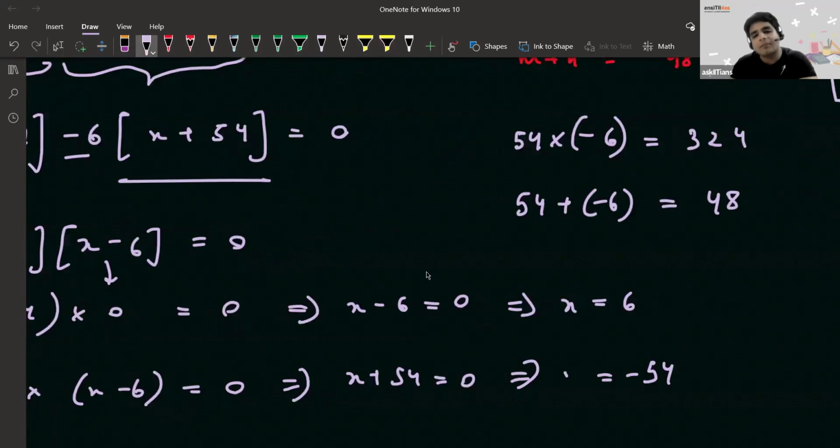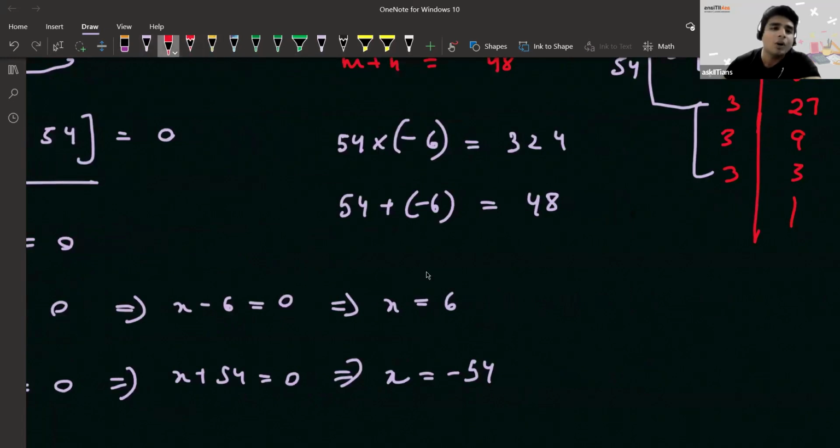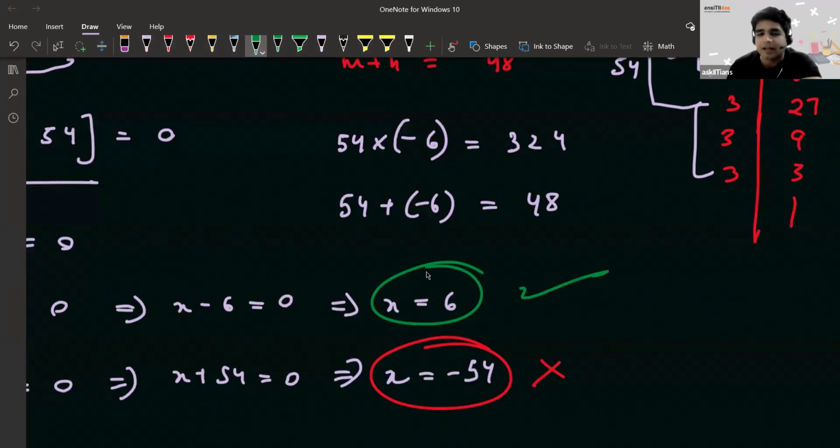Now tell me, everyone, can my speed be negative? No, right? My speed is not negative. So this value of x will be rejected, right? And this value of x will be accepted, everyone. This is the accepted value of x. That is, this is the speed of my stream.